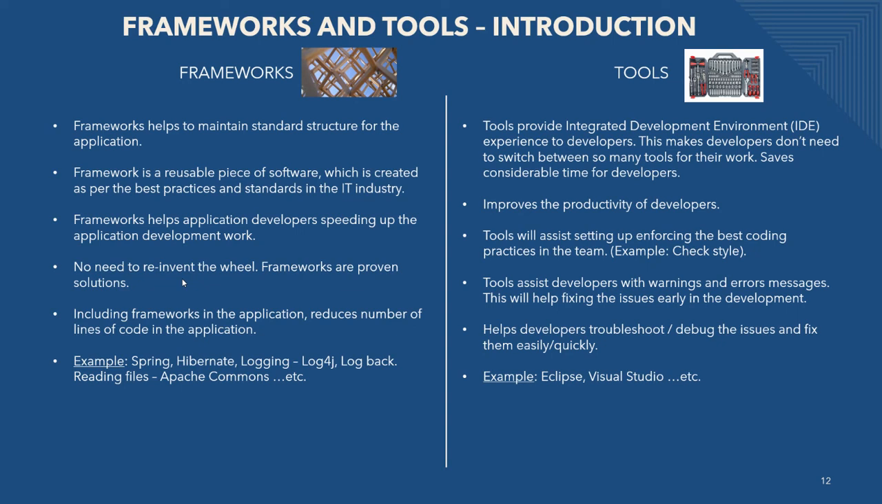The moment you have a lot of code in your application, obviously you need a lot of developers, right? So if you include good frameworks, it will reduce the lines of code, it will reduce the maintenance, and it will reduce the number of developers required for developing the project requirements. Some examples of frameworks are Spring, Hibernate, and for logging, Log4j and Logback. For reading files, there are Apache Commons and others.